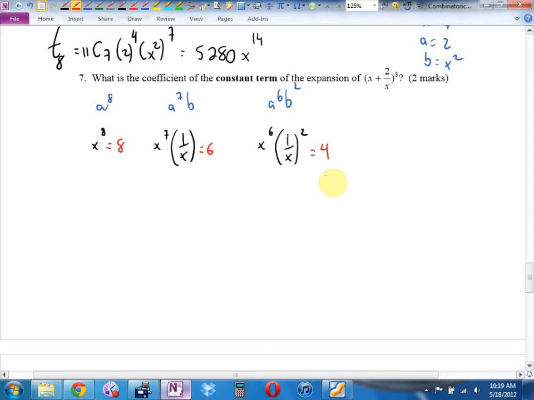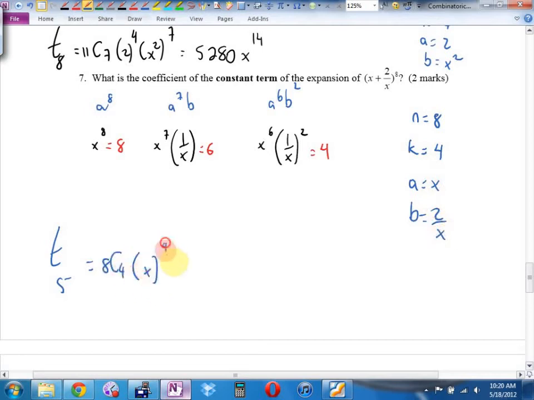What term is the constant term? What term has 0 x's? What term do the x's all cancel? What is the independent term of x? Da-da! Let's make our list here. Holly, you said n was 8. Holly, what's k? If I want a term 5 here, what does k have to be? Careful. Yes. A is x, b is 2 over x, so it's going to be 8 choose 4, x to the 4th, 2 over x to the 4th.